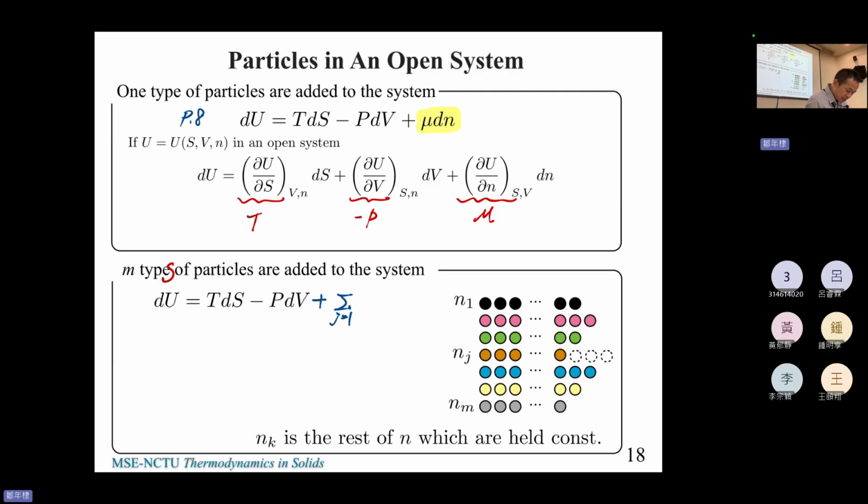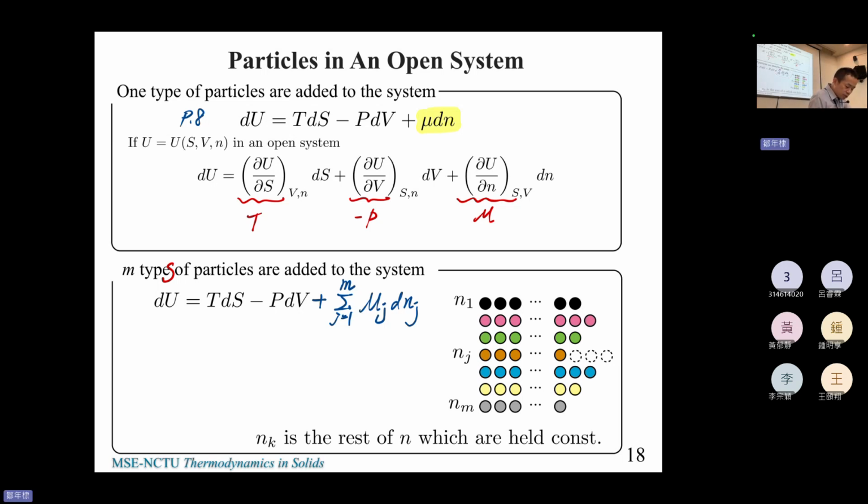And this is m, okay? And this is mu j dn j. So you have 1, 2, 3, 4 to j, and the maxima is m. So just mu1 dn1, mu2 dn2, mu3 dn3, and so on, up to mu m dnm. Okay, so just sum all of them together.